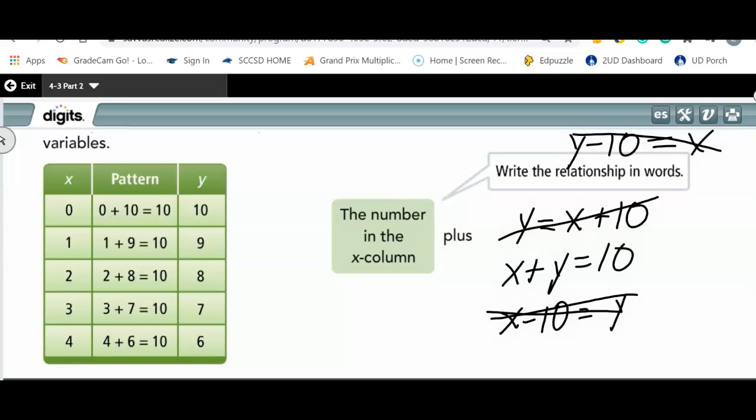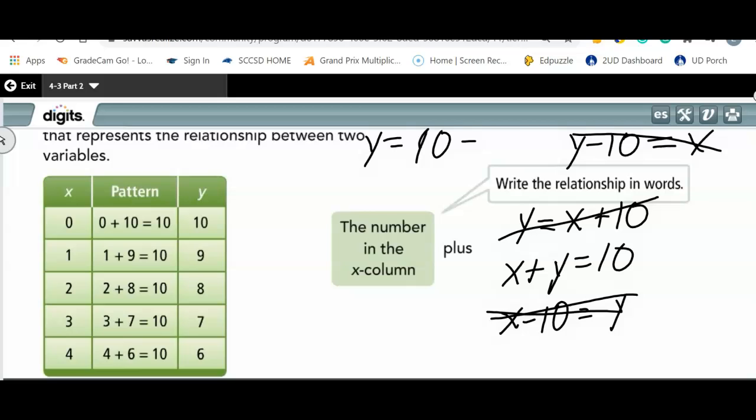Jason. What do you think about that one? When X is 0, 10 minus 0, does it equal 10? Yep. 10 minus 1, does that equal 9? 10 minus 2, does that equal 8? Yes, this one works as well. All right, nice job.